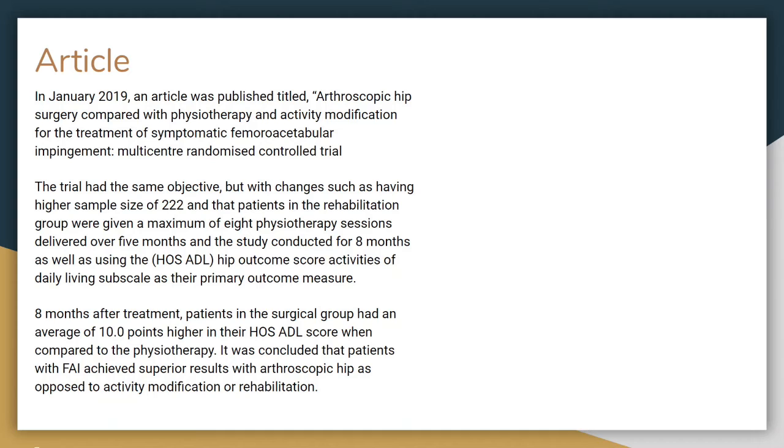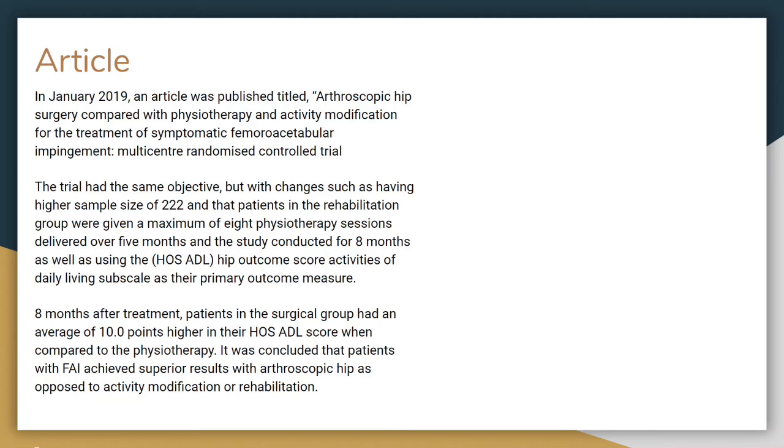and the patients in the rehabilitation group were given a maximum of 8 physiotherapy sessions delivered over 5 months, and the study was conducted for only 8 months, as well as using the HOS-ADL, which stands for the Hip Outcome Score Activities of Daily Living Subscale, as their primary outcome measure.